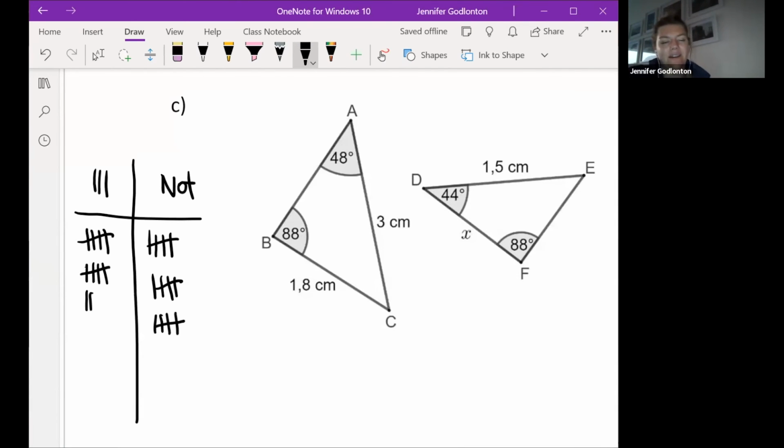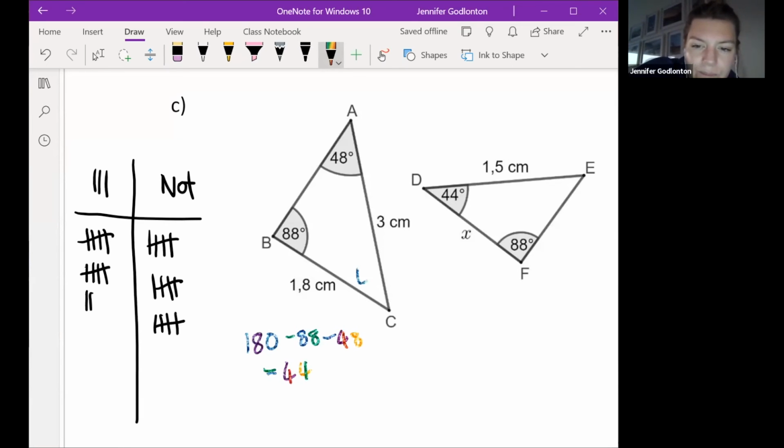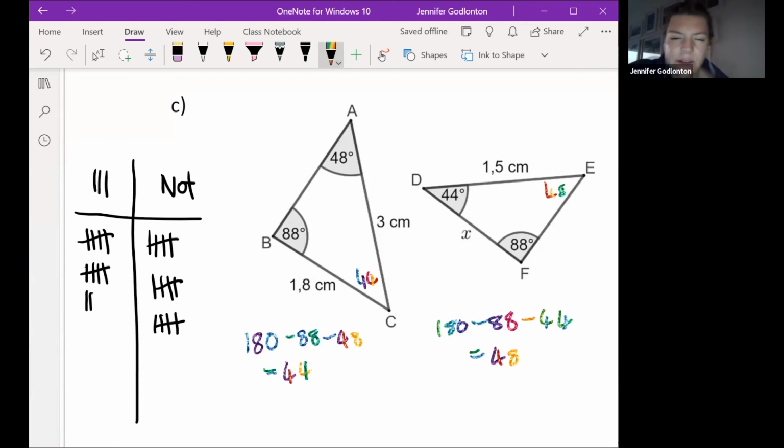Okay, all right. Well, let's have a look. If we think about the idea that all angles in a triangle equal 180 degrees, on this side over here, 180 minus 88 minus 48, I get an answer of 44. And if I say 180 minus 88 minus 44, I get an answer of 48. So having done that, does anyone want to change their vote?